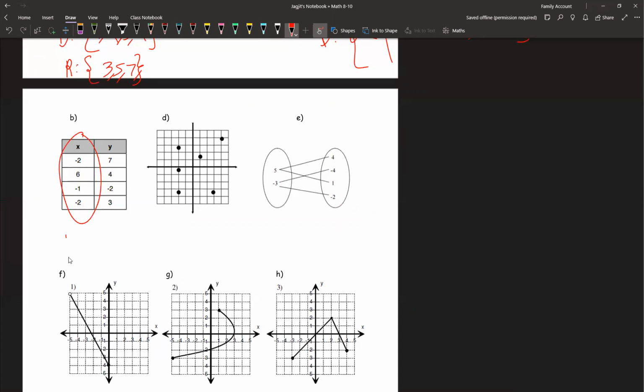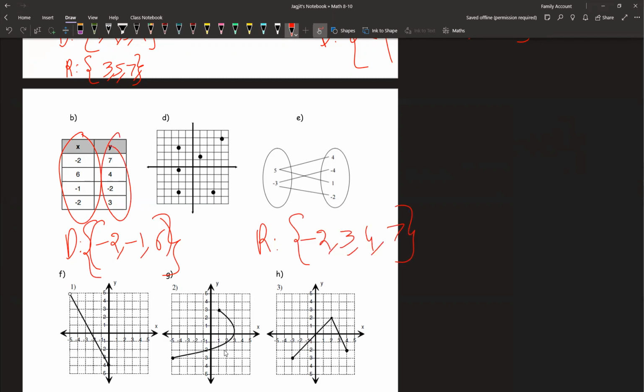For this, you would just say my domain is -2, -1, and 6. Don't repeat it. And your range is, you go from the smallest, which is -2, 3, 4, 7. From that.